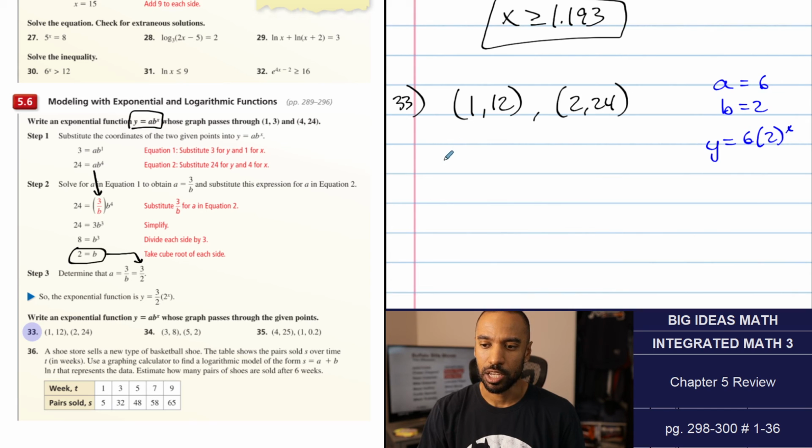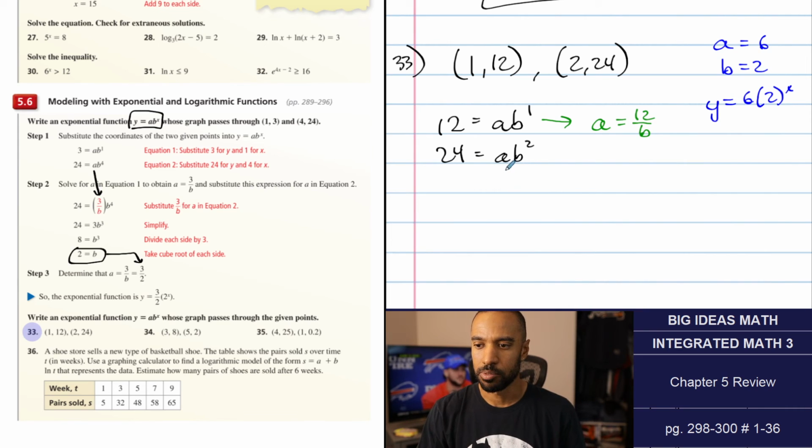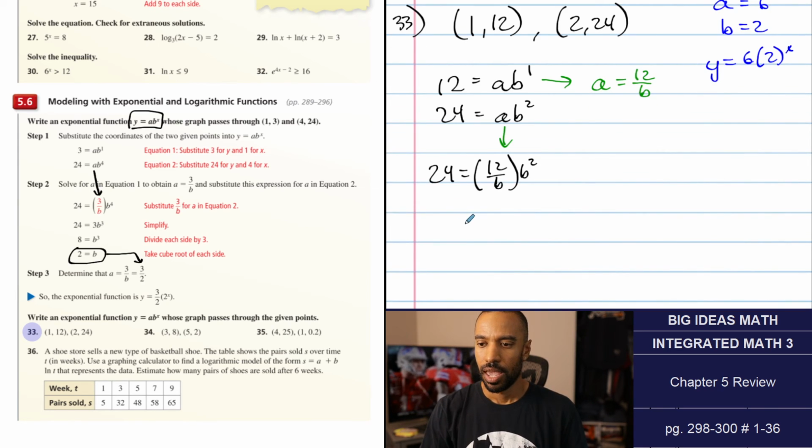y equals ab to the x power means substitute this for y, this for x, this for y, this for x in their own sets of equations. To rewrite this equation with a by itself, I can divide by b, I get 12 over b, and I can use that and substitute it in for a in this equation down here, so I can get an equation with just b's in it. 12 over b times b squared. b squared over b is b. And you're left with 24 equals 12b. Divide by 12, you get b equals 2.